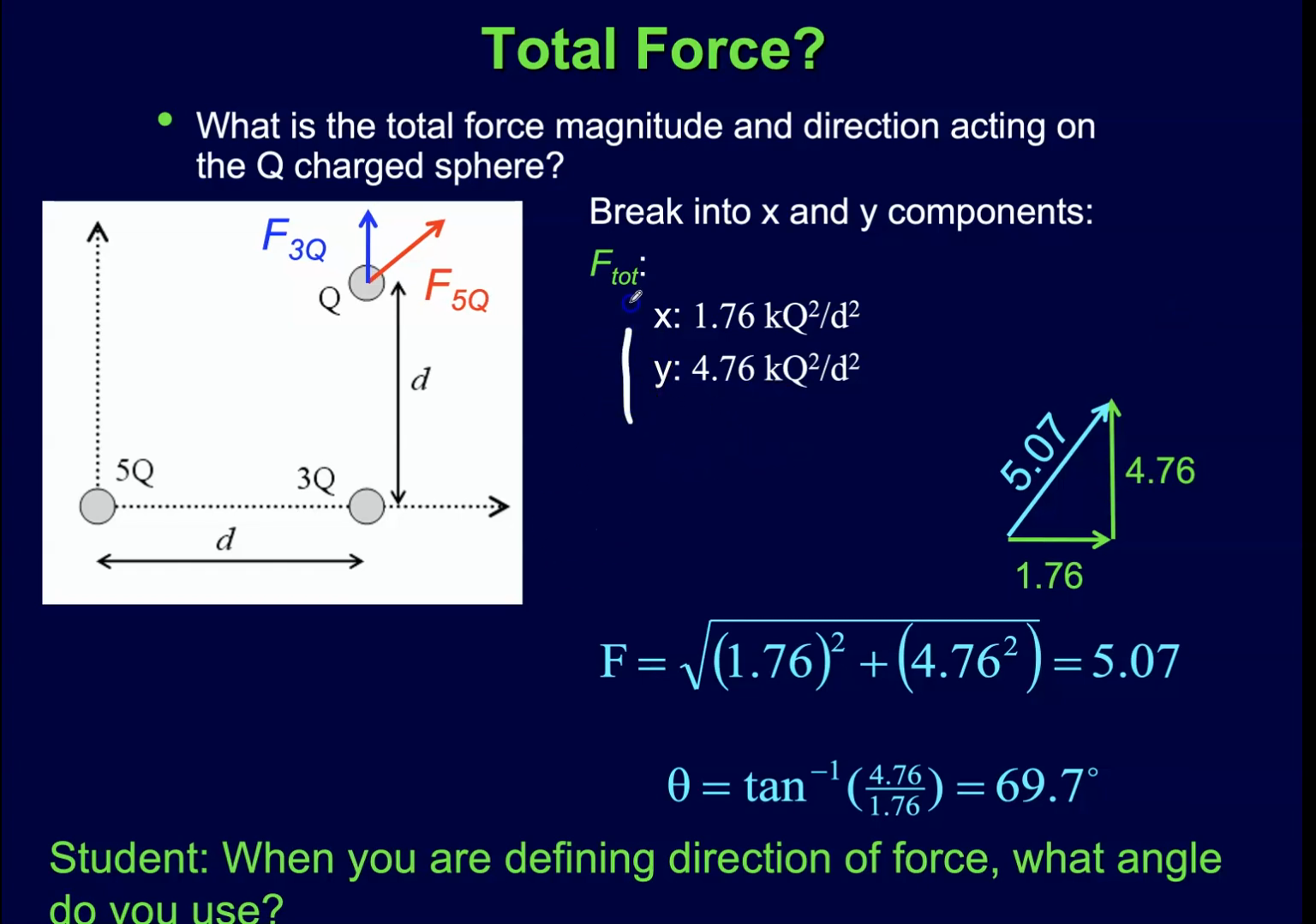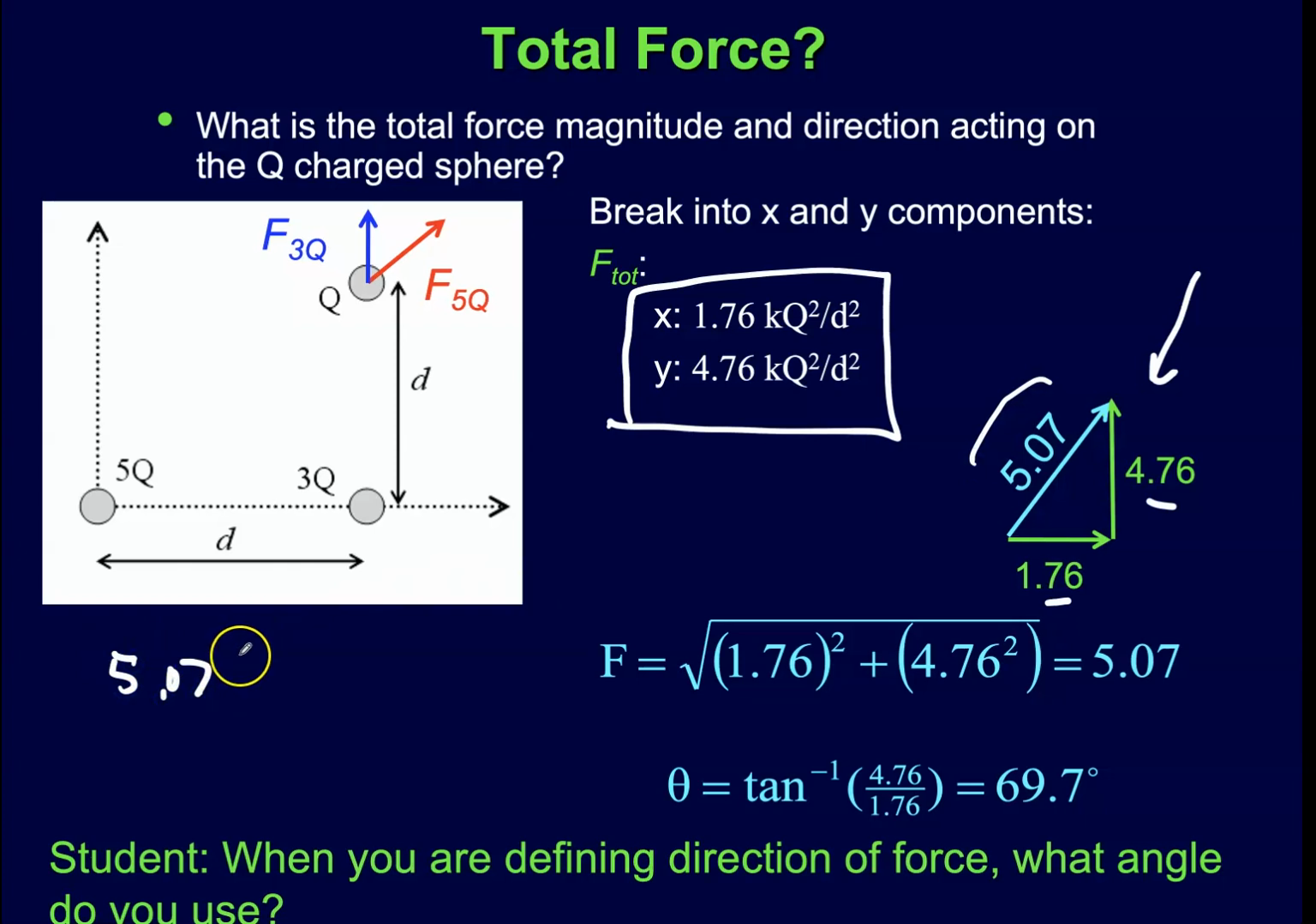But we know that my F total has these two components here: 1.76 times kq squared over d squared, and 4.76 times kq squared over d squared. Now these kq squared over d squared parts are just kind of a pain. You can sort of think about them as being the units if you wanted to. So in a sense, you have this vector where the x is 1.76 and the y is 4.76, and that's what I drew right here. To define the magnitude, you get 5.07. So technically, in this particular problem, that would be 5.07 kq squared over d squared.